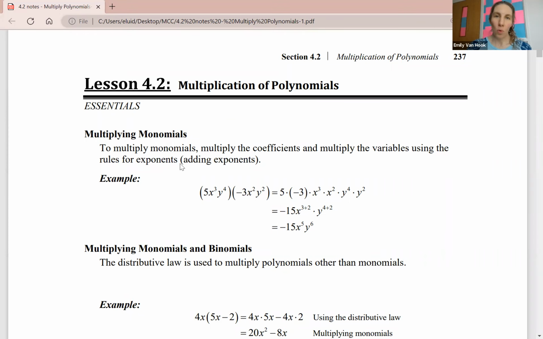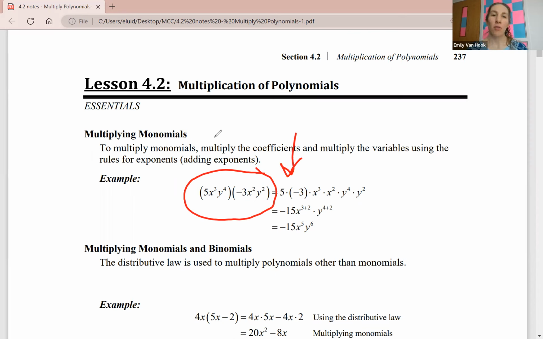Mono means one, there's one single term. We've seen problems like this before when we were covering properties of exponents. So in this first example, 5x to the third y to the fourth times negative 3x squared y squared. You multiply the coefficient numbers, so 5 times negative 3, there's your negative 15.